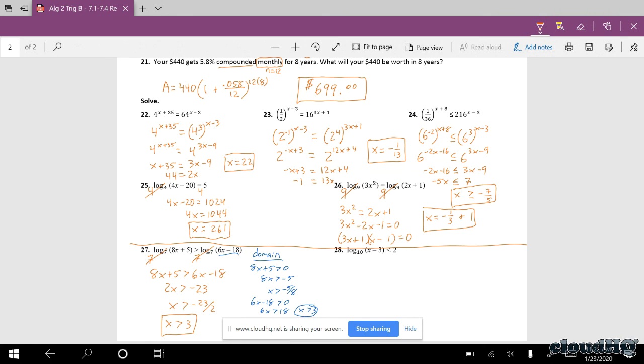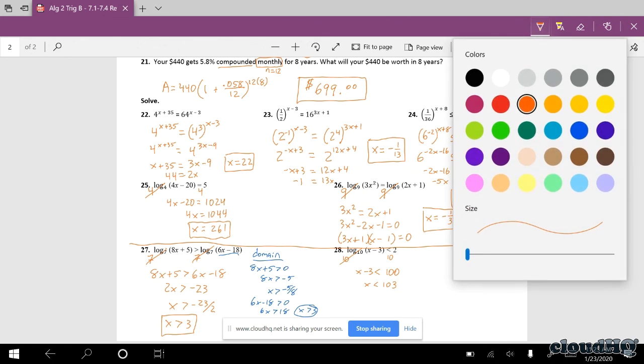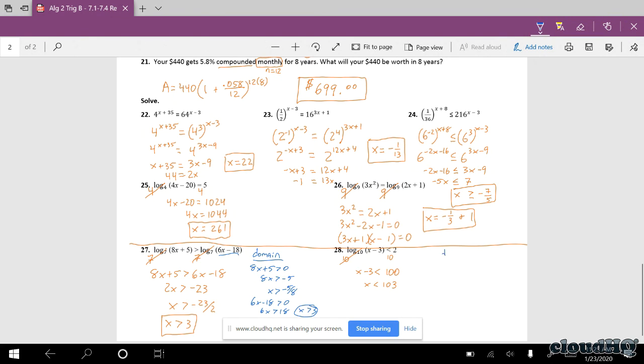All right, let's check number 28. Last problem, exponentiate with the base of 10. X minus 3 is less than 10 squared. Well, 10 squared is 100. So x is less than 103. And then I need to check my domain. There's only one log this time, so only one domain restriction I have to be concerned with. X minus 3 has to be greater than 0, so therefore x has to be greater than 3.